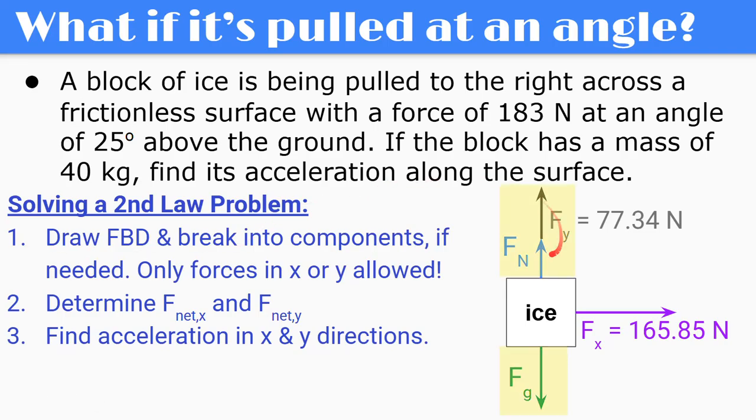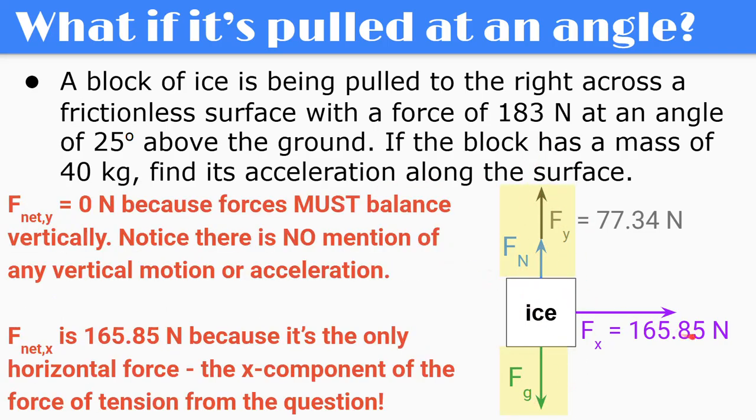All right, so again, focusing on this part right here, 0. So we're going to focus just on Fx, and that's what it says here. F net y is 0 because forces must balance vertically. There's no mention of any vertical motion or acceleration. F net x is 165.85 because it's the only horizontal force. If there was friction, we would have to take it into account, but there's not. This question says frictionless ice. So that means our net force is that one force.